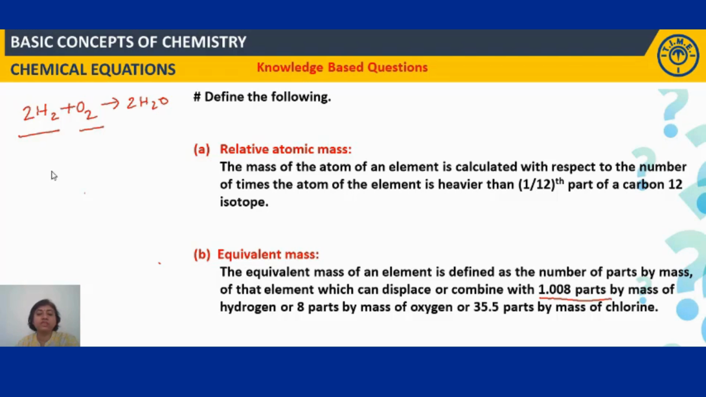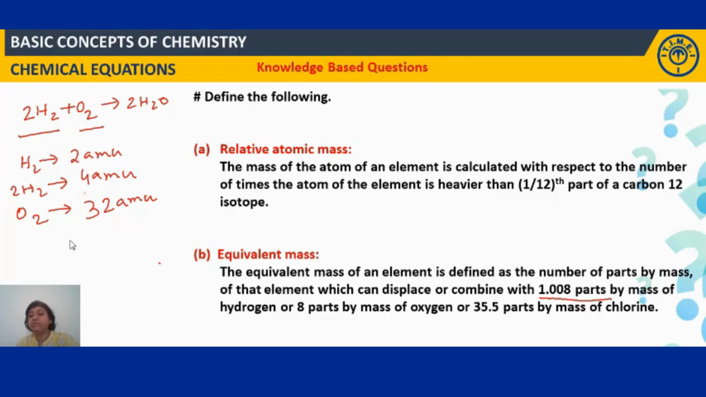So 2 molecules of hydrogen, what is their mass? 1 molecule of hydrogen has a mass of 2 AMU. So 2 molecules of hydrogen have a mass of 2 into 2, so 4 AMU. Before concluding, we also have to know the molecular mass of oxygen. The atomic mass of oxygen is 16 AMU. In one molecule there are 2 atoms, it is a diatomic molecule, so its molecular mass is 16 into 2, that is 32 AMU.